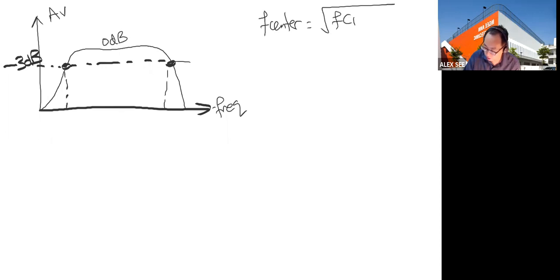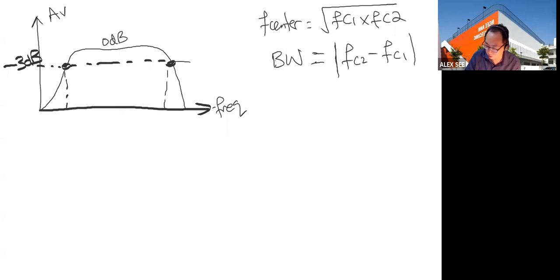So it's your FC1 times FC2, right? Then your bandwidth is your modulus sign. Now notice I write the modulus sign. If you all recall, what is this modulus sign? It means the absolute value. These two vertical bars say that it's an absolute value. That means you cannot have a negative value. The bandwidth is a positive value. So when you subtract, any negative sign will be removed because of the modulus sign.